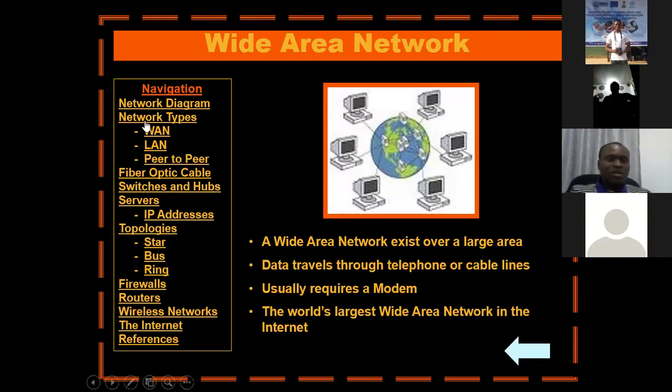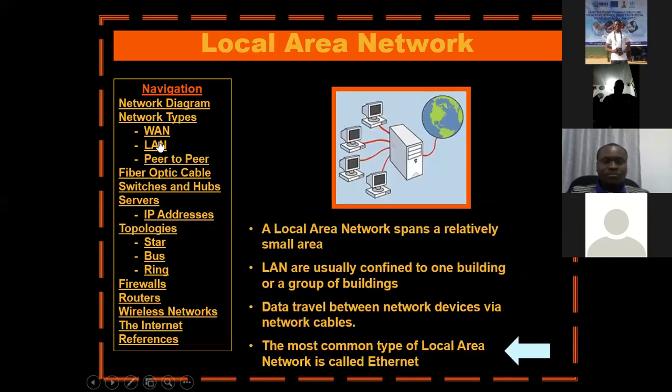Then let's look at the LAN. A local area network spans a relatively small area. LANs are usually confined to one building or a group of buildings. Data travels between network devices via network cables. The most common type of LAN is called the Ethernet.